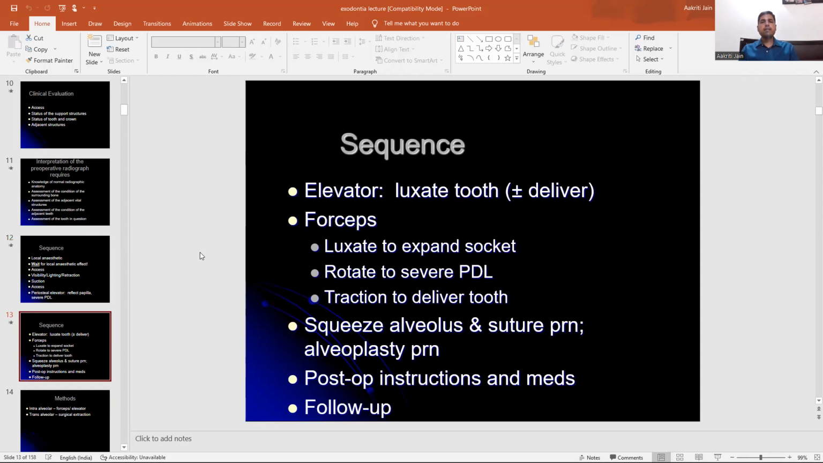Now use the elevator to luxate the tooth in terms of delivering the tooth out. Use the forceps to luxate and expand the socket. Rotate to sever the periodontal ligament. Traction to deliver the tooth. Squeeze the alveolus and suture the wound, or alveoloplasty preparation. Post-operative instructions and the medications are to be given to the patient after this, and the follow-up should be planned.